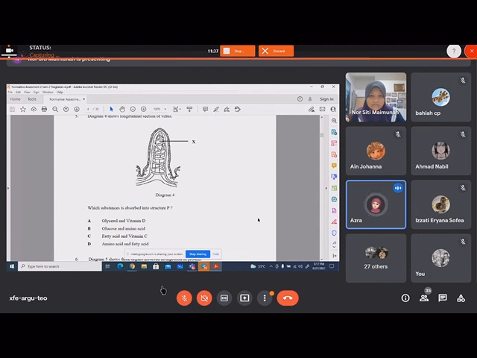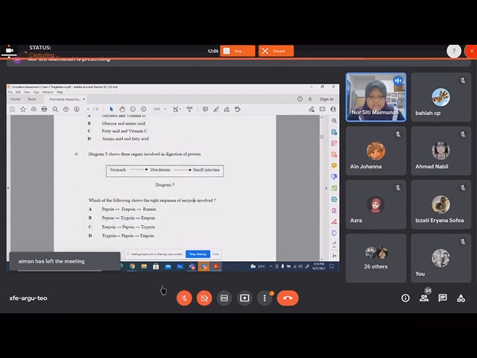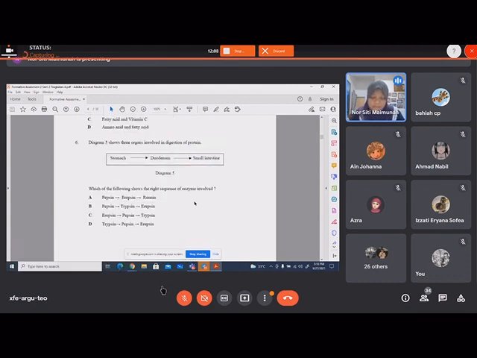Diagram 4 shows a longitudinal section of a villus. Which substance is absorbed into structure P? My answer is A, glycerol and vitamin D. Okay, correct. What is X, class? Lacteal. So lacteal absorbs lipid digested products: the fatty acid, glycerol, and also lipid soluble vitamins, vitamin A, D, E, and K, and the rest are absorbed by blood capillaries.